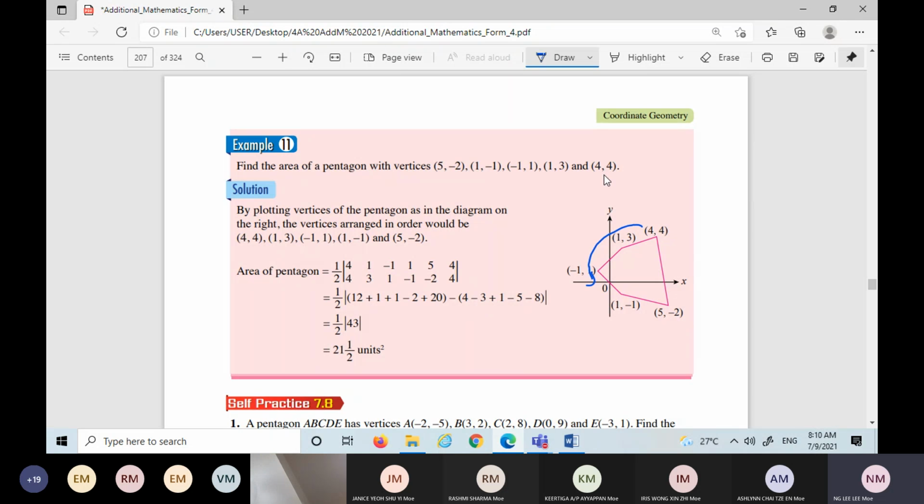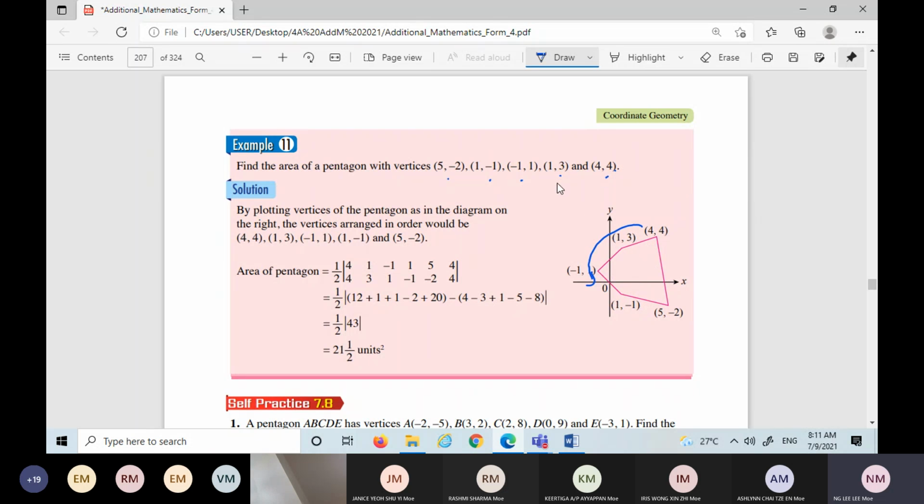I don't know, if a diagram is not given, whether they are in sequence or not. Let me check: (4, 4), (1, 3), (-1, 1), (1, -1), and (5, -2). But it's not necessary. For this, if the diagram is not given, I suggest you sketch out the Cartesian plane and plot the points, to see roughly how the sequence is.